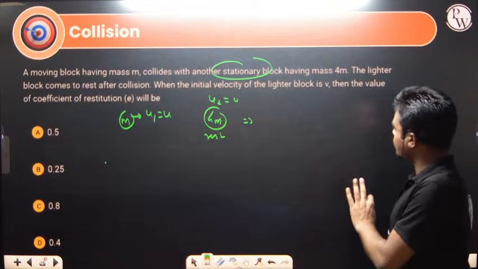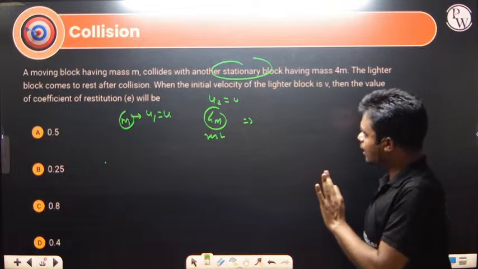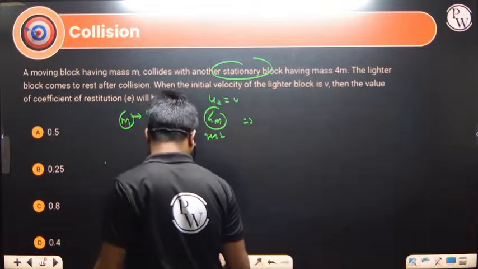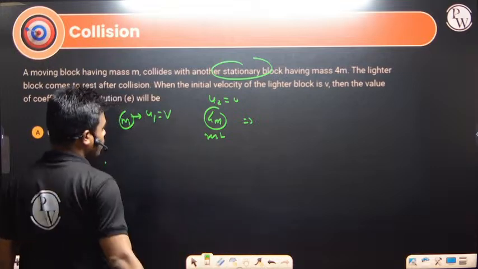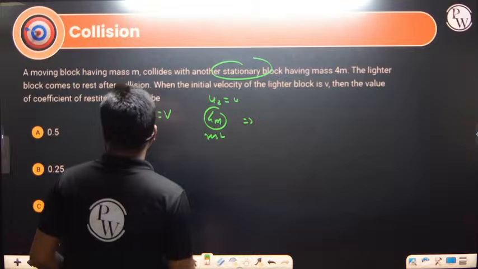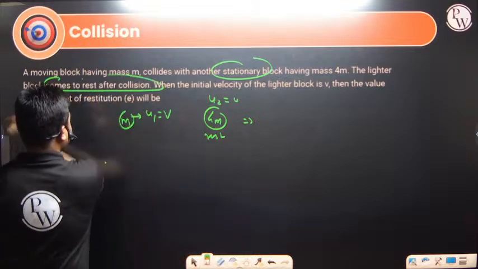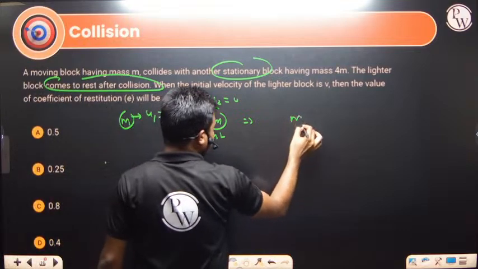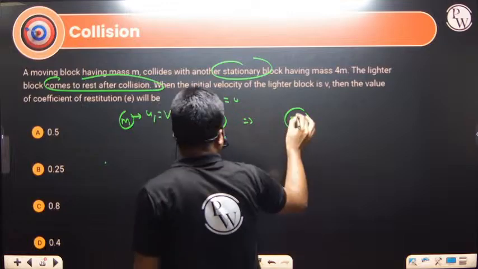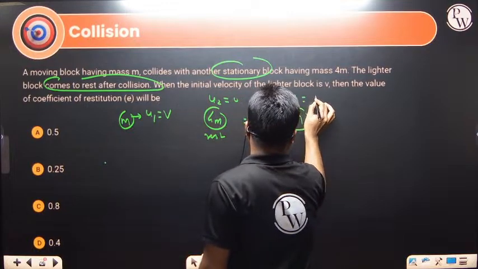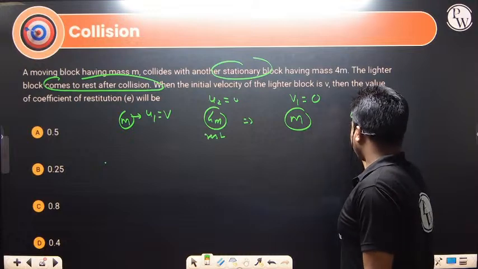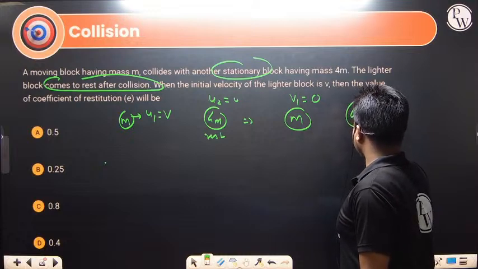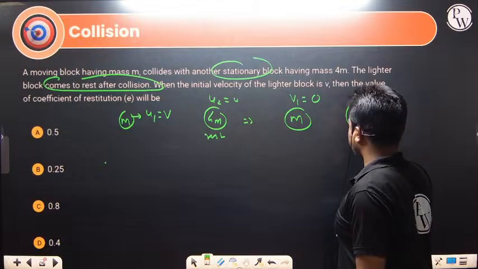The question says: when the initial velocity of the lighter block is v, the lighter block comes to rest after collision, then the value of the coefficient of restitution is given by what? So the initial velocity is v, and the other block is stationary. After collision, the lighter block comes to rest, meaning its velocity v1 will be 0. But what about 4m? It is not mentioned. Let's calculate that. Let's say it is moving with velocity v2.